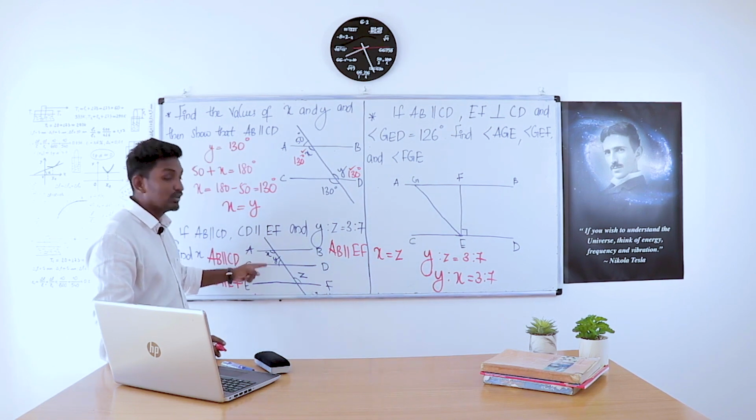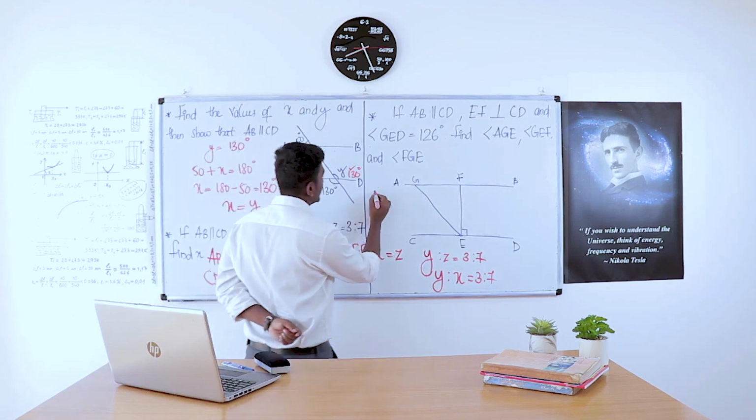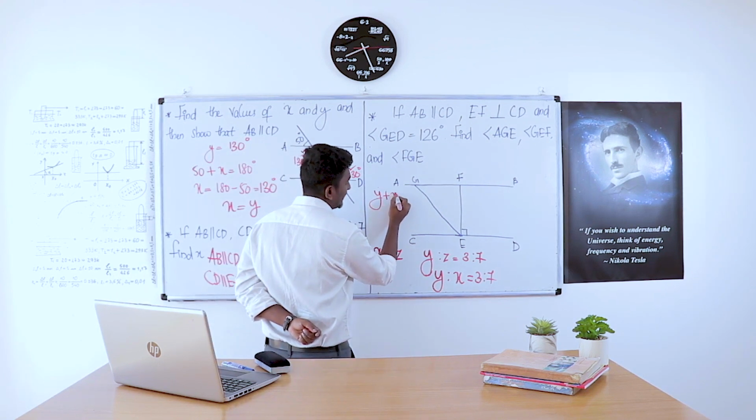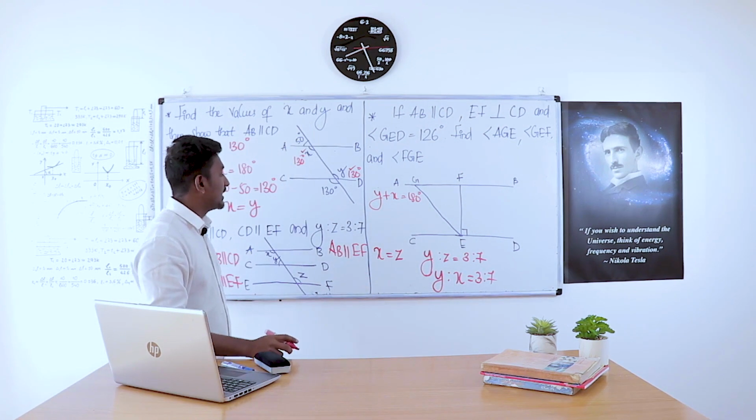X and Y are on the same side of the transversal. Therefore, Y plus X is equal to 180. Also, we have a condition Y is to X is equal to 3 is to 7.